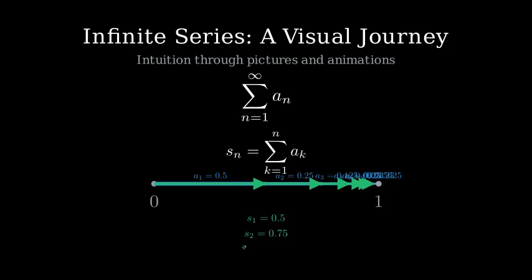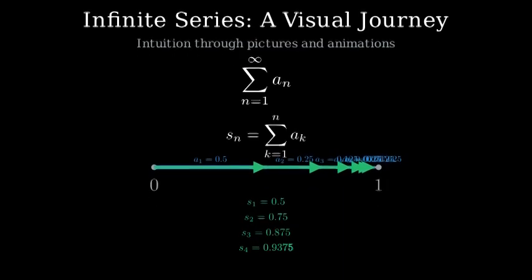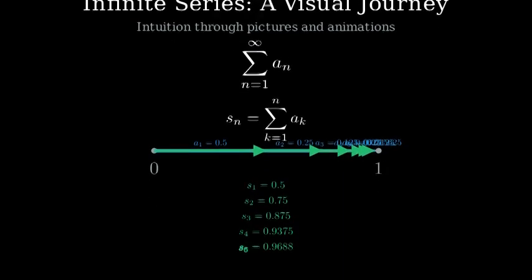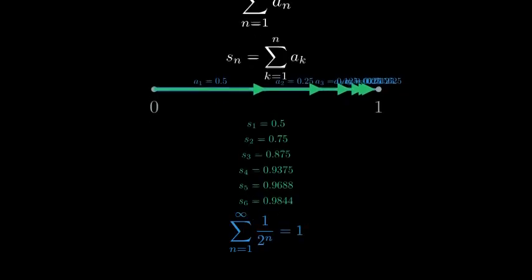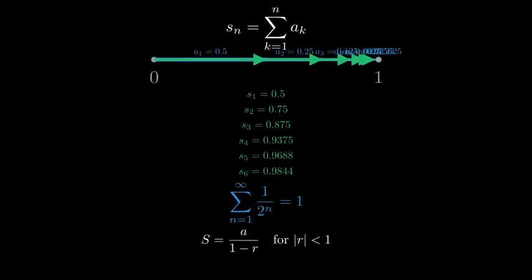Example 3. The alternating harmonic series 1 minus 1/2 plus 1/3 minus 1/4, and so on. This series converges even though the harmonic series diverges. We'll show how the partial sums oscillate and squeeze toward a limit.